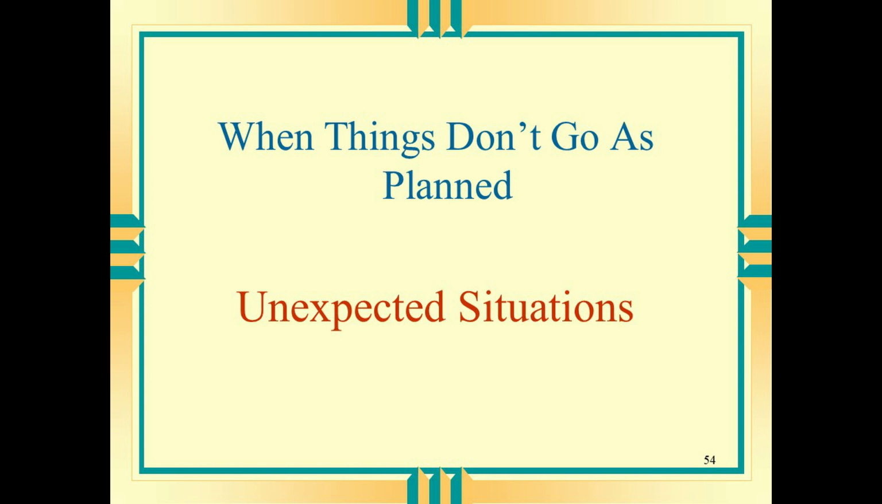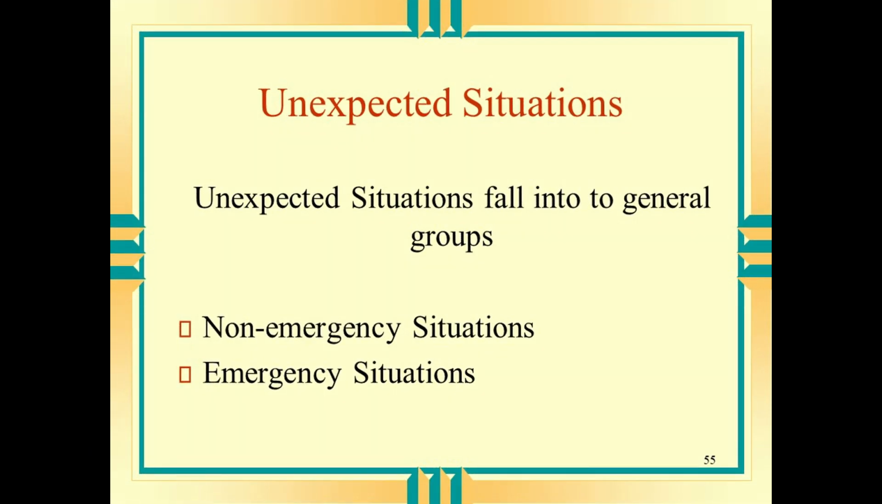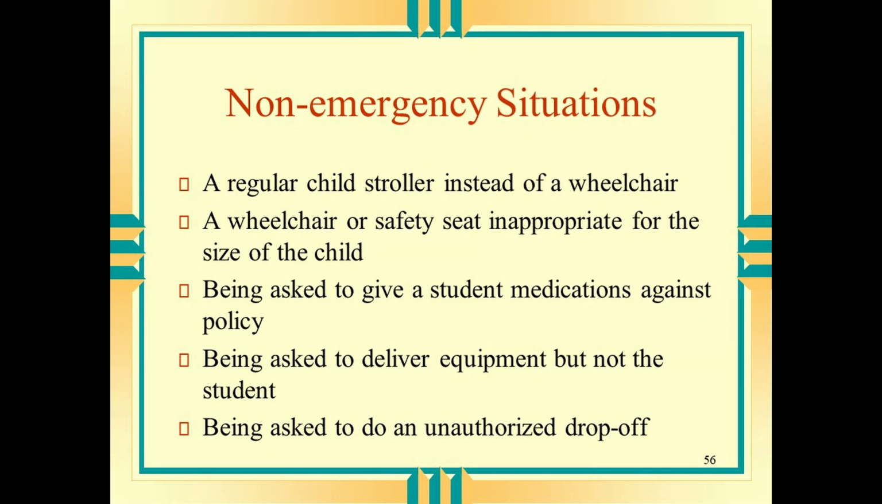What happens when things don't go as planned? In this section, we'll be talking about unexpected situations. Unexpected situations can fall into 2 groups: non-emergency situations and emergency situations. Here are some examples of non-emergency situations. A student comes out in a regular child stroller instead of a wheelchair.